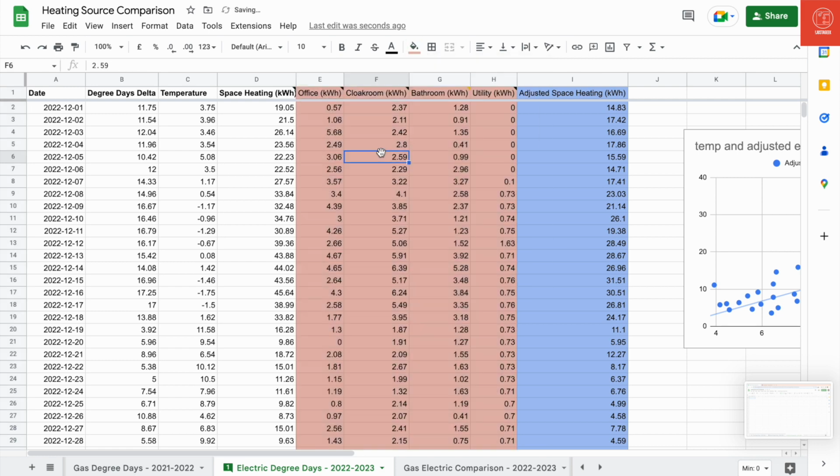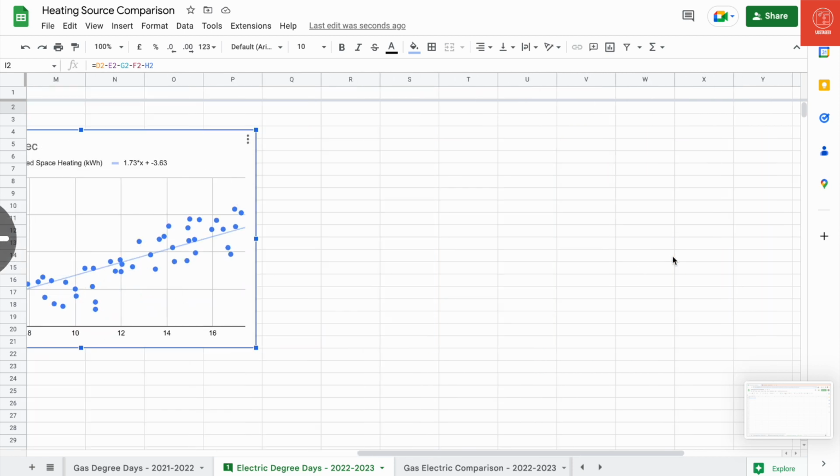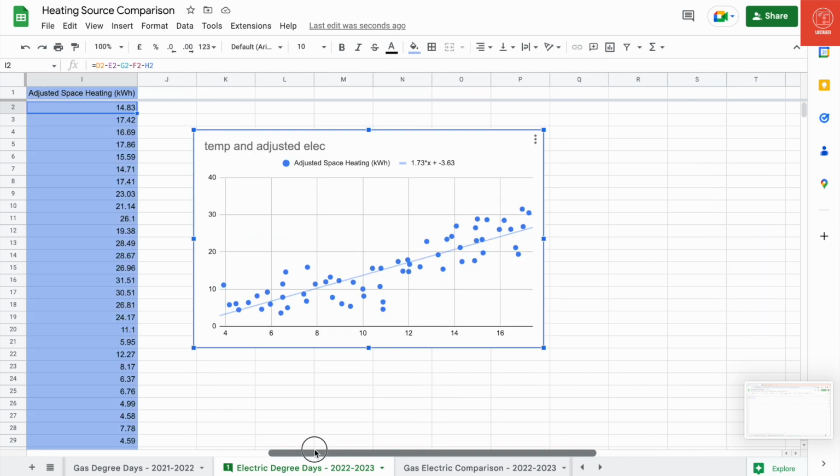So these four columns here are effectively dead data. They're rooms that we're subtracting away from the space heating. If you have a look here, you can see that we've got the adjusted space heating, which is column D subtracting E through H. And so when we do our mapping, we're effectively using this adjusted energy against the degree days delta, which gives us this graph over here.